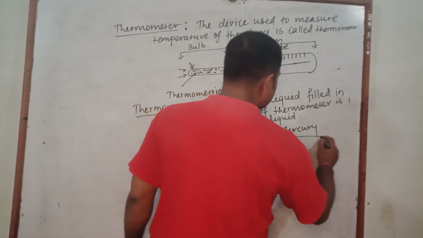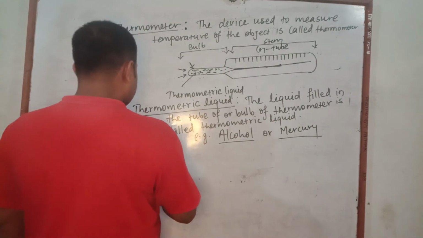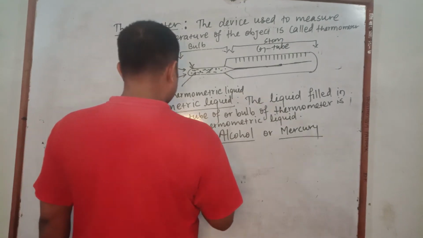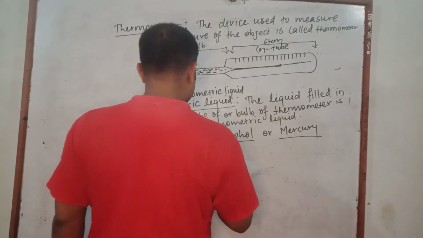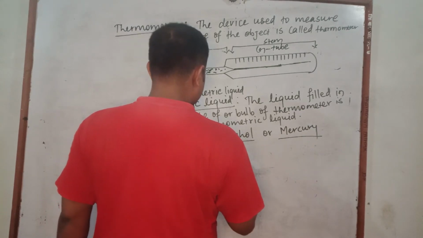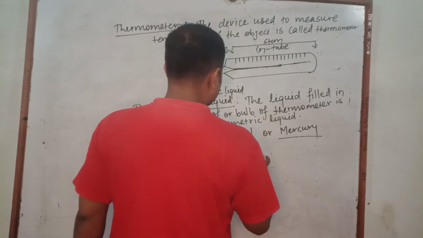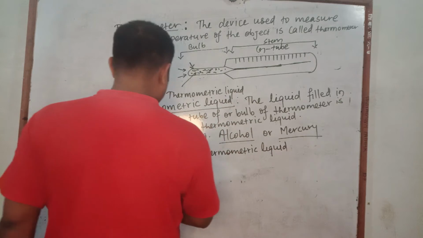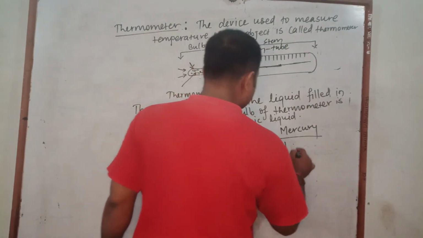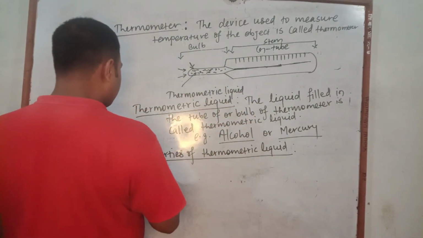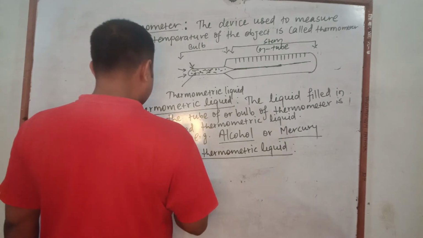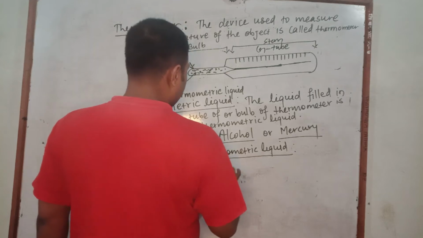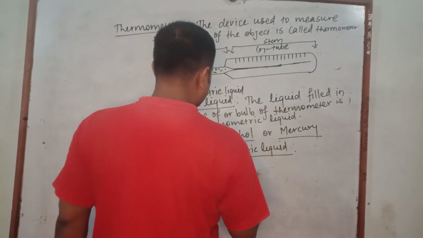That is mainly due to the properties of thermometric liquid. Listen. These two types of thermometric liquids have different properties, like the properties of, firstly, alcohol. Listen.